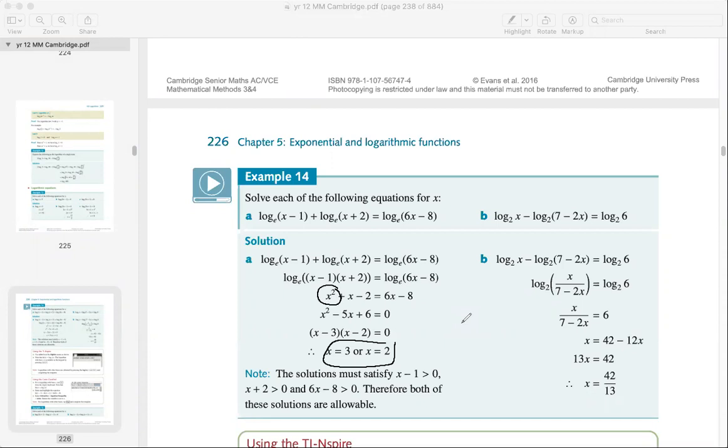And just remember, you always need to check, because the logarithm domain is always greater than 0. So you need to plug 3 into the original equation to check if all the logarithms are valid. And then check x equals 2 again to check if all the domains and the equation are valid. Okay.